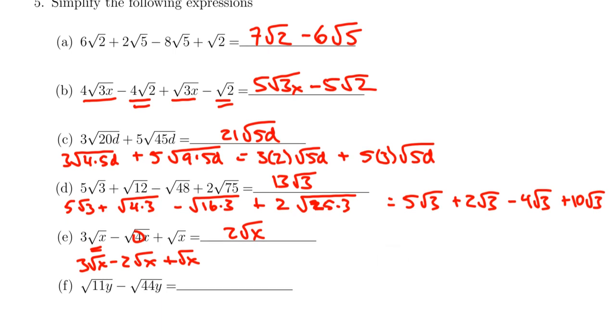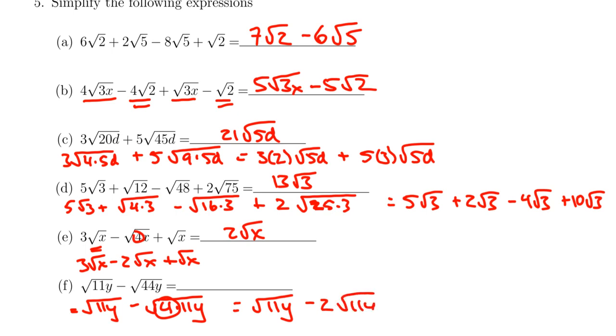And then finally, for this last one here, 11y, there's 11 is prime. There's going to be no nice factor there. But 44 is going to have a factor of 4, and that will leave me with 11y there. So I kind of like that. So it's going to be the square root of 11y minus, and I can take the square root of that 4 to bring that out, that 2, square root of 11y. So 1 root 11y minus 2 root 11y's will be negative 1 root 11y. And that's the answer that I'm looking for.